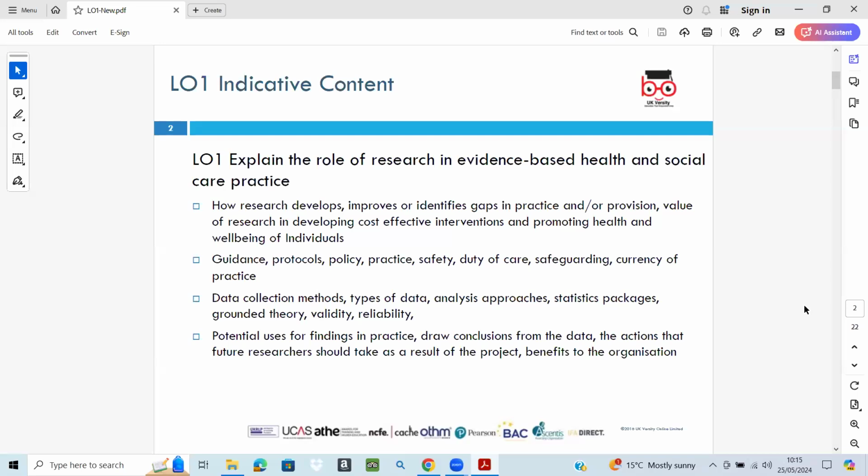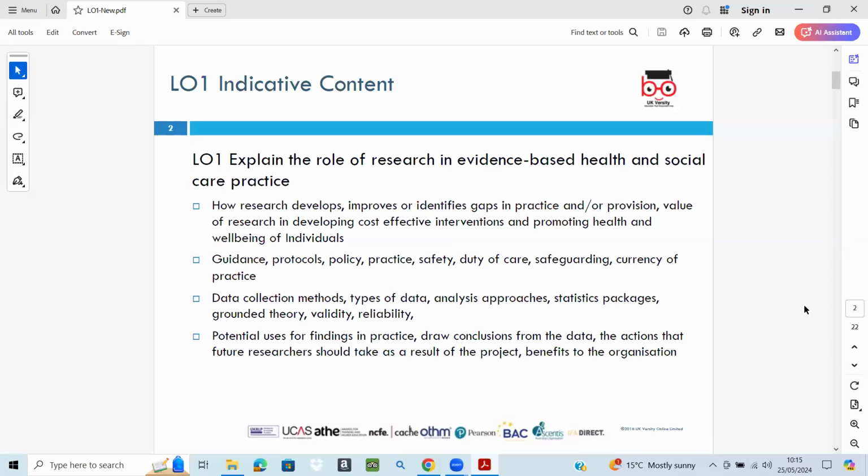Then if we discuss identifying gaps, it is by conducting healthcare audits to discover where current practices might be lacking. Example is analyzing patient records to identify areas with high readmission rates and researching why these occur to implement preventive measures.